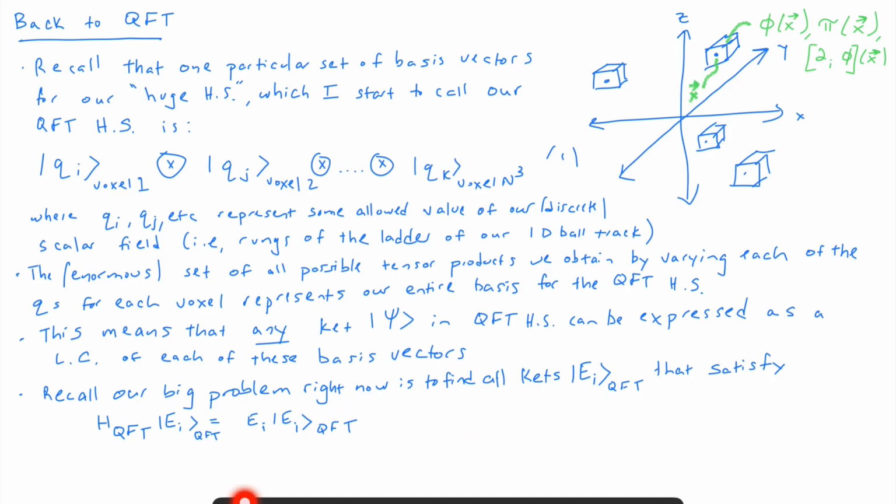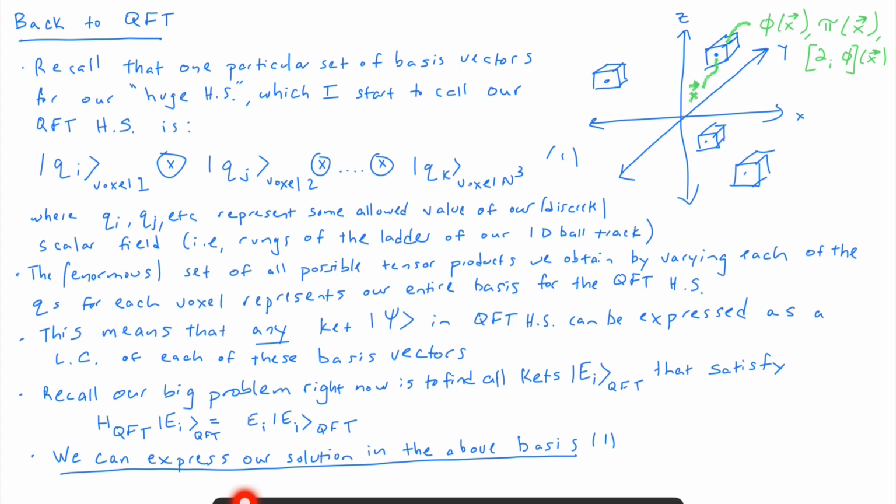And recall, our big problem right now is still to find all the kets, which I symbolize like this, |E_i of QFT>, that satisfy this equation: the Hamiltonian of QFT, which we introduced as a natural extrapolation of our scalar field derived Hamiltonian, hitting on the energy eigenvector we're looking for, is supposed to give us back the same exact vector multiplied by its eigenvalue. Our goal is to find the eigenvectors and the eigenvalues E_i, just re-expressing what we started with here.